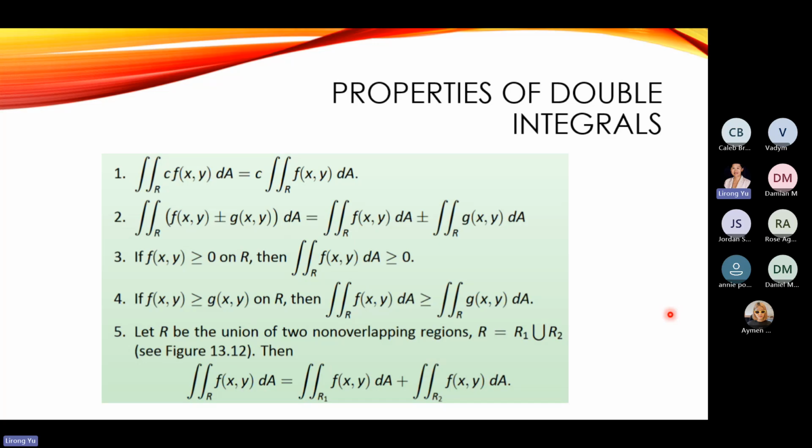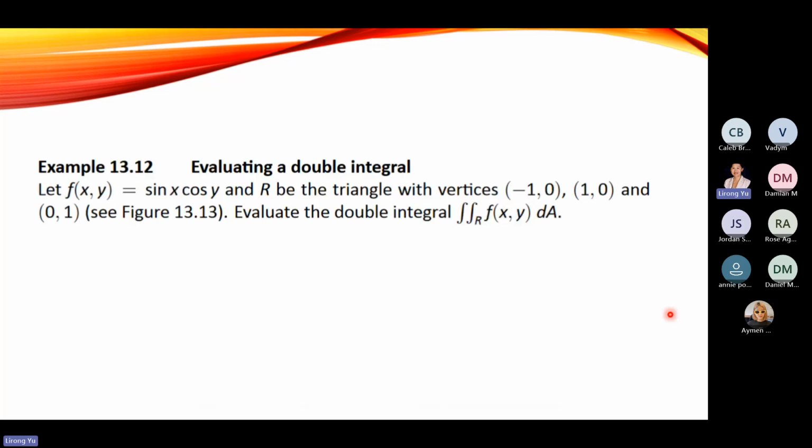So these are 5 rules that occasionally will be helpful when we're doing calculation. They allow us to do calculation on smaller ranges, and smaller values, smaller calculation.